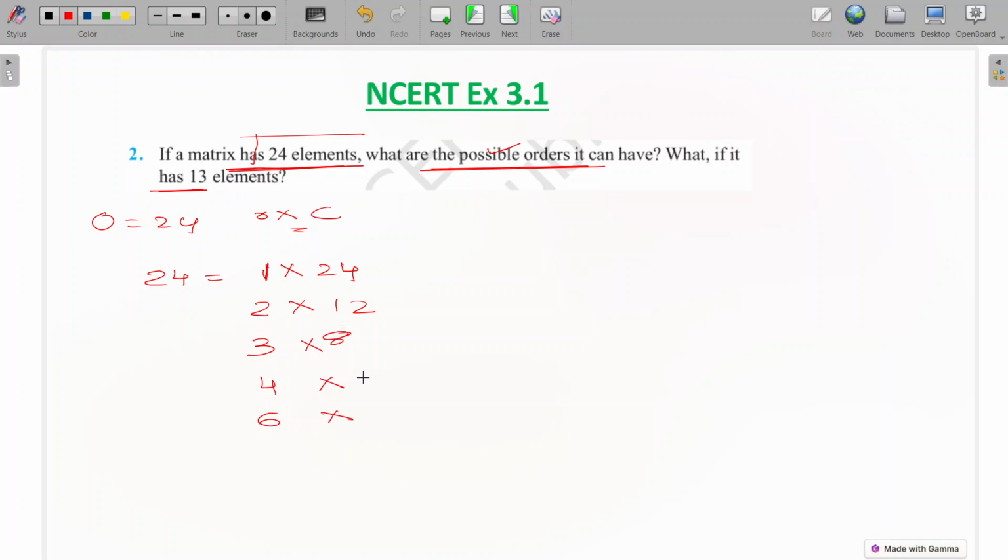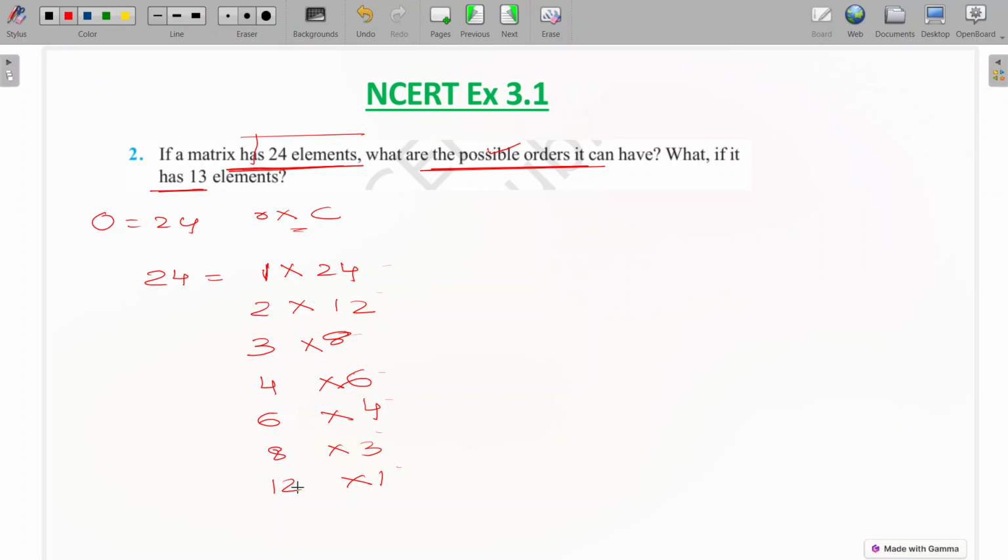Here it will be 4 into 6, similarly 6 into 4, then 8 into 3. 9 won't be possible, then 10, 11, then 12 into 1. So what are all the possible orders? 1, 2, 3, 4, 5, 6, 7. There are 7 possibilities.